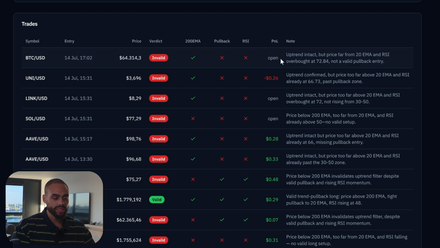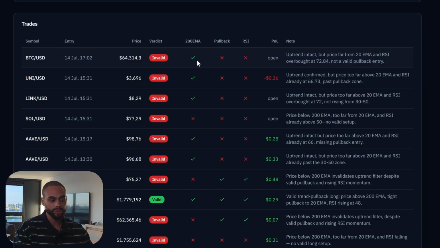Right next to it, we see the P&L column, which is basically going to tell us whether we're making money or losing money. And right next to it, we see a note that's actually a little analysis from the AI telling us why the trade was valid or why the trade was invalid.